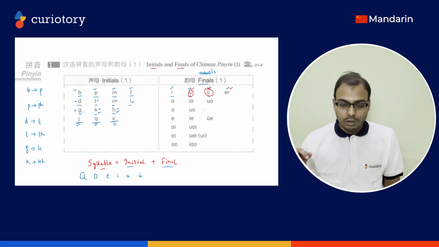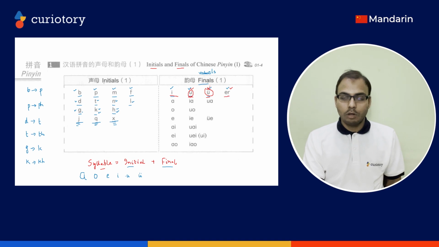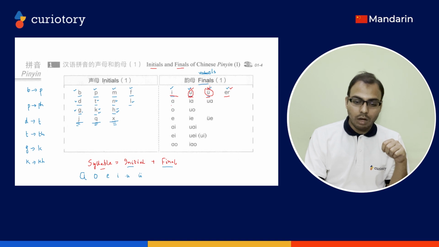Okay, so now the first row once again. E, U, U, R. Okay, so you must have noticed that my mouth was a bit smaller in the case of U with a double dot compared to when I was speaking U. Now the second row. A, Ya, Wa.